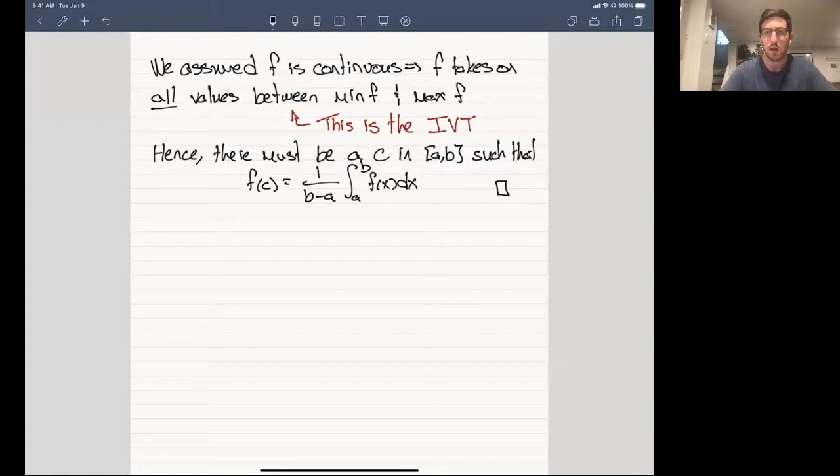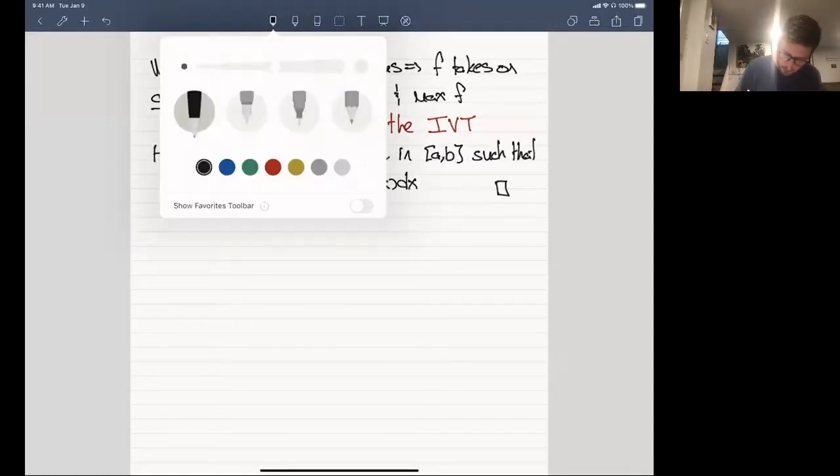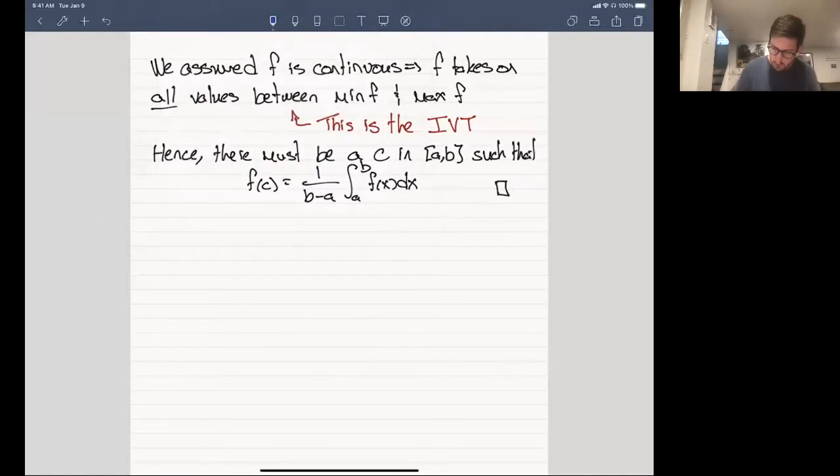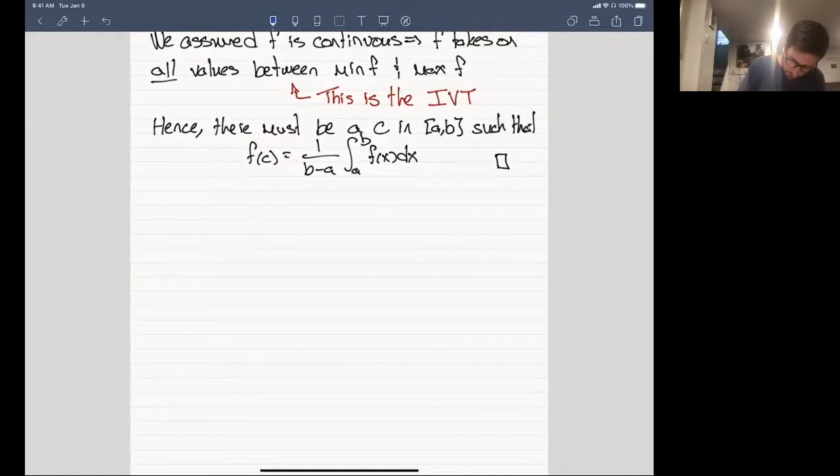So let's just dwell on something for a minute. Let me ask you a question, and I know that this is pre-recorded, but why does f need to be continuous?